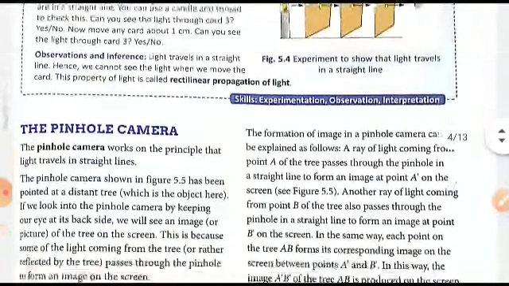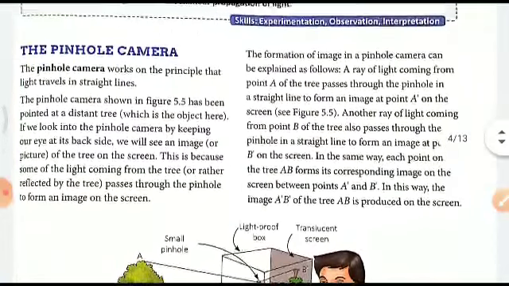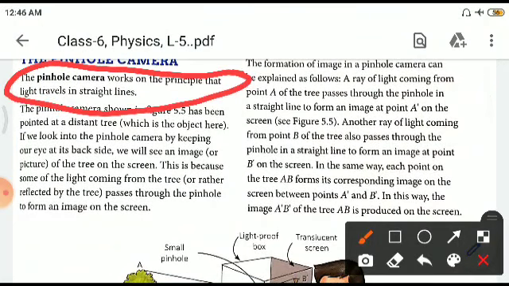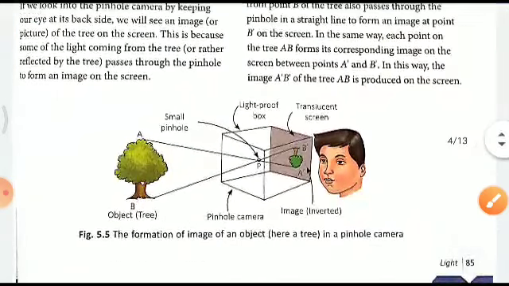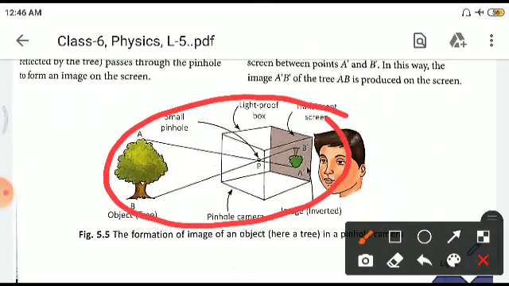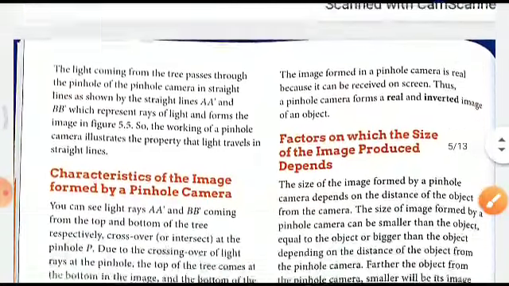And then we also went on to see what is a pinhole camera, or the ancientest camera, which works on the principle that light travels on a straight line. And we also saw this diagram, what pinhole camera is all about, how the image is formed here, and it's time now to move ahead, right?